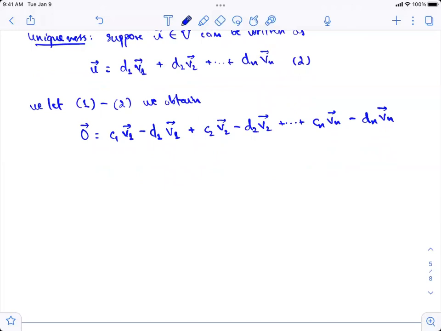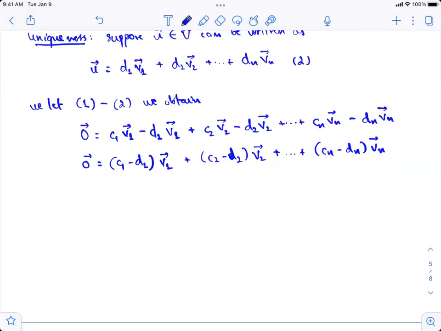Now, on the right-hand side, V1 is the common factor for the first two terms, V2 is the common factor for the next two components, and Vn is the common factor for the last two components. So what you get is the zero vector equal to C1 minus D1 times V1, plus C2 minus D2 times V2, plus up to Cn minus Dn times Vn.